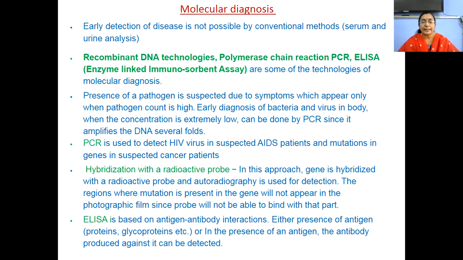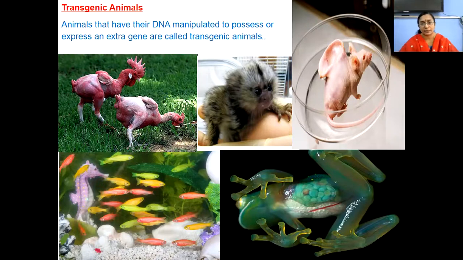Then ELISA is actually a test that is based on antigen antibody interactions. So you know that antigen antibody interactions are specific, and if the antigen is there, the antibody will be produced in the body against that, and generally they will bind to each other also. So using this principle, we generally identify either the antigen using the antibody, or we find the antibody using the antigen. So that is about ELISA.